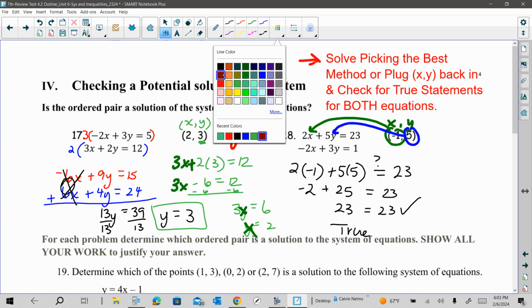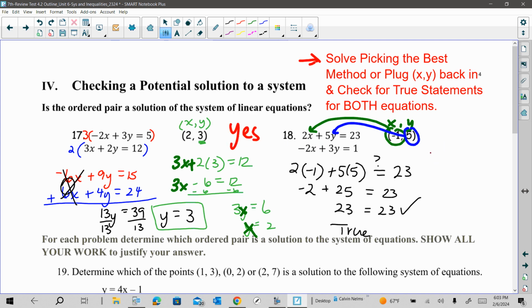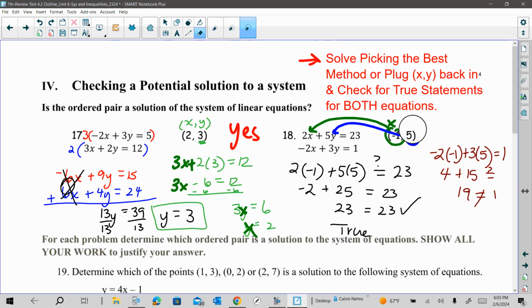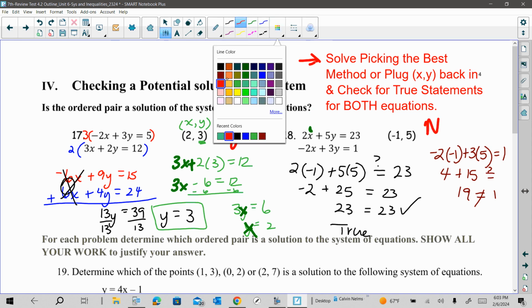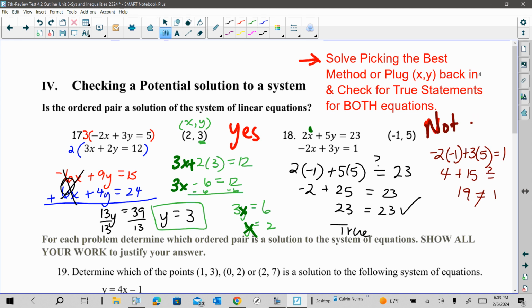So I have to go to my equation B and say, when I do a -2 times a -1 plus 3 times 5, would that end up giving me 1? Well, this is -2 times a -1, 2. And then we have 3 times 5 is 15. Does that equal 1? No, it does not equal 1. So this basically means this point right here that we have is not a solution. Okay, not a solution. Sorry for my writing.